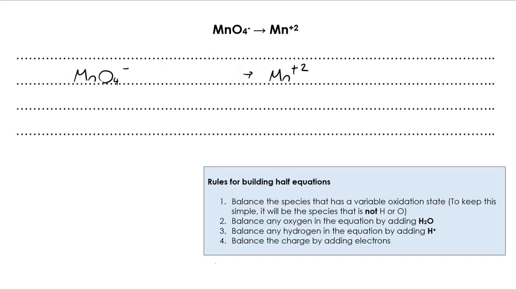Okay, going to bring the rules up once again, and I've put the equation in. My MnO4- going to Mn2+. So the species with the variable oxidation state here is Mn. There's 1 on each side. That rule is completed. I'm going to balance the oxygens by adding water. I've got 4 on the left, so I need 4 H2O on the right. I'm then balancing the hydrogens by adding H+. I've got 8 hydrogens on the right, so I need 8 H+ on the left. And finally, I'm balancing charge. My total charge on the left is plus 7. On the right, it's plus 2. So I need to add 5 electrons to complete the balancing. Next example.